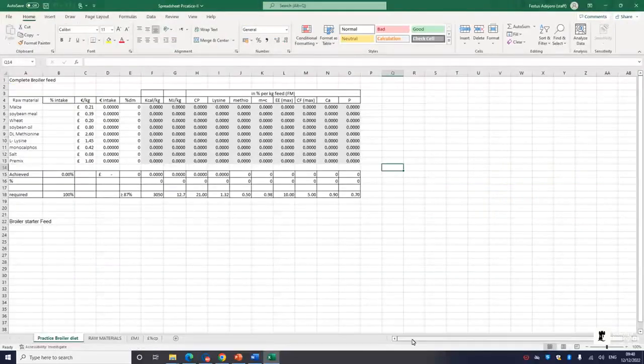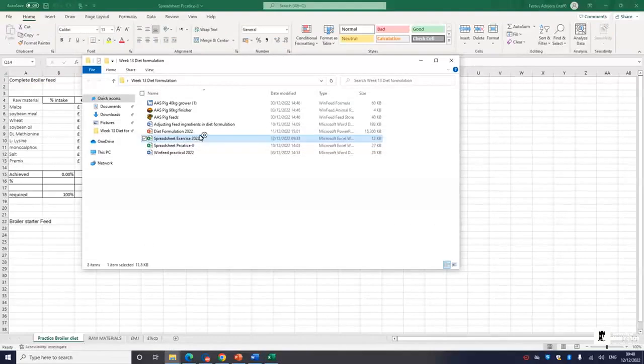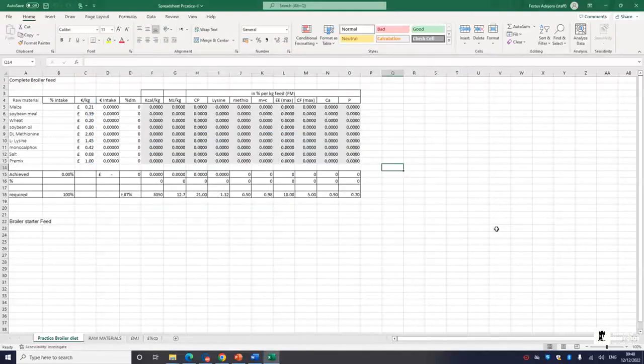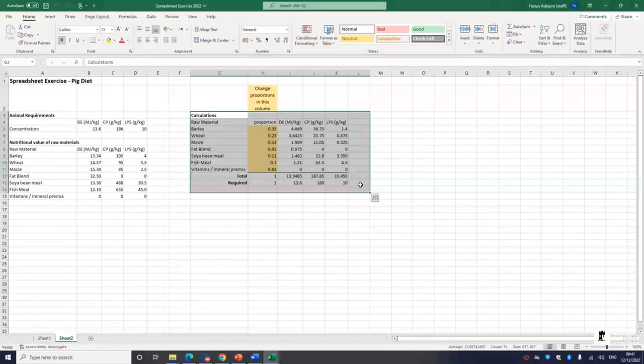In the Excel sheet we earlier on worked with, you will notice that on the left column we had a small portion, here, let me reopen the Excel sheet. Here we had the nutritional value of the raw materials on this corner of the Excel sheet. And then here we basically had our requirement, animal requirement section. And then this became our working area where we formulate the diet.